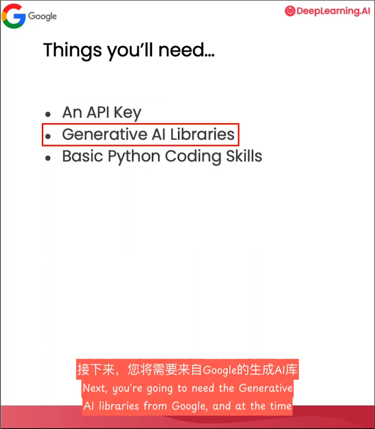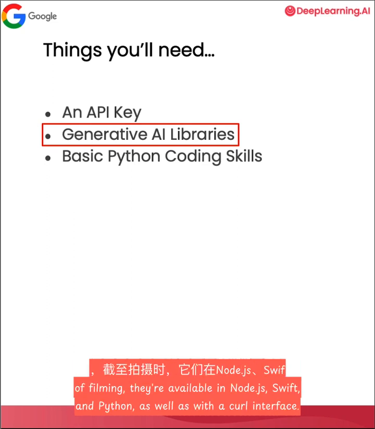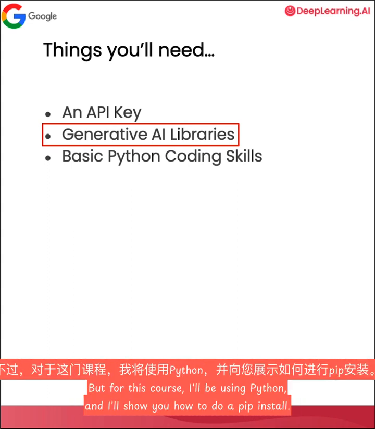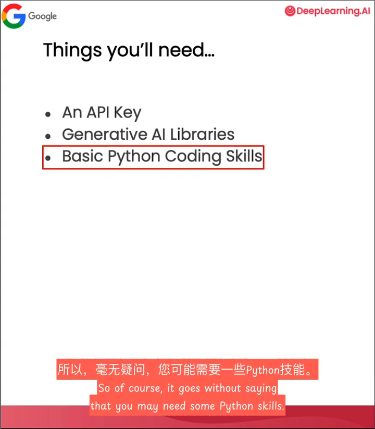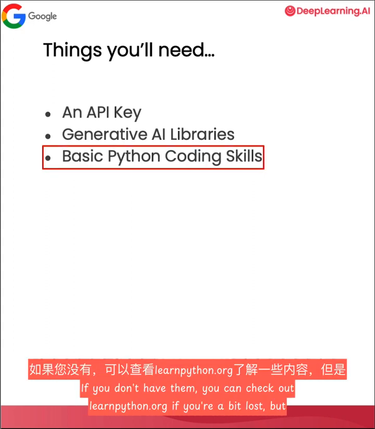Next, you're going to need the generative AI libraries from Google, and at the time of filming, they're available in Node.js, Swift, and Python, as well as with a curl interface. But for this course, I'll be using Python, and I'll show you how to do a pip install. So, of course, it goes without saying that you may need some Python skills. If you don't have them, you can check out learnpython.org if you're a bit lost, but most of what I'm doing is quite basic.